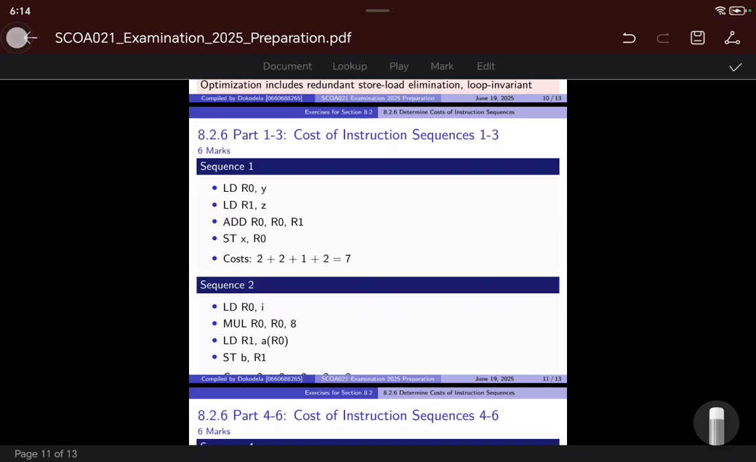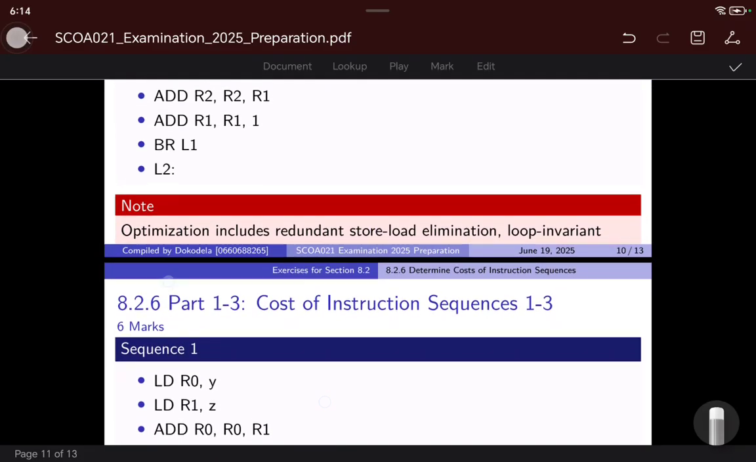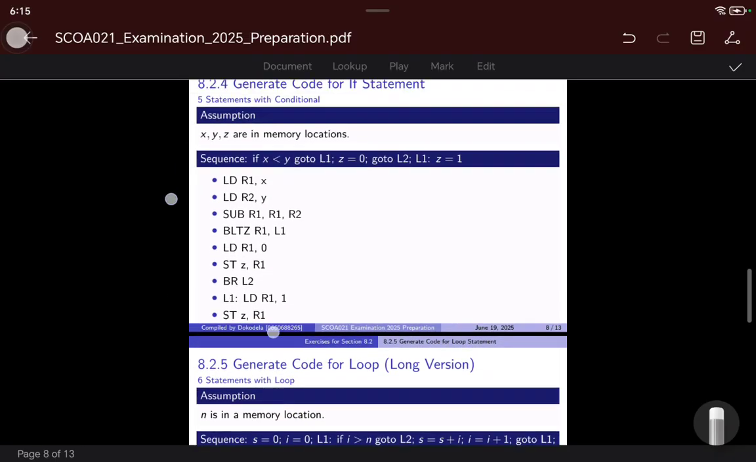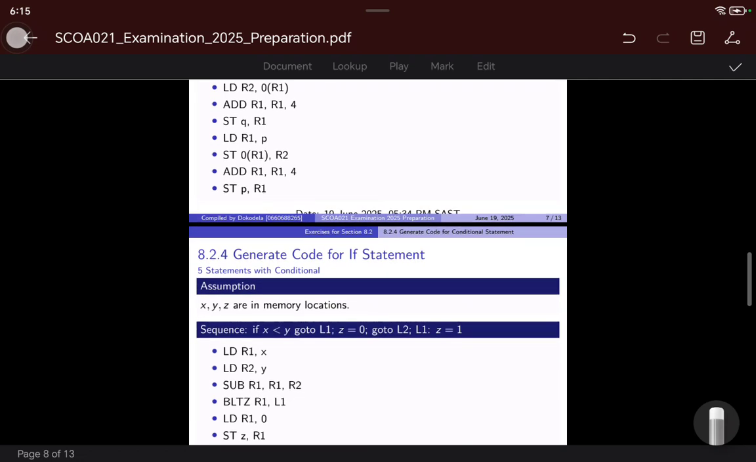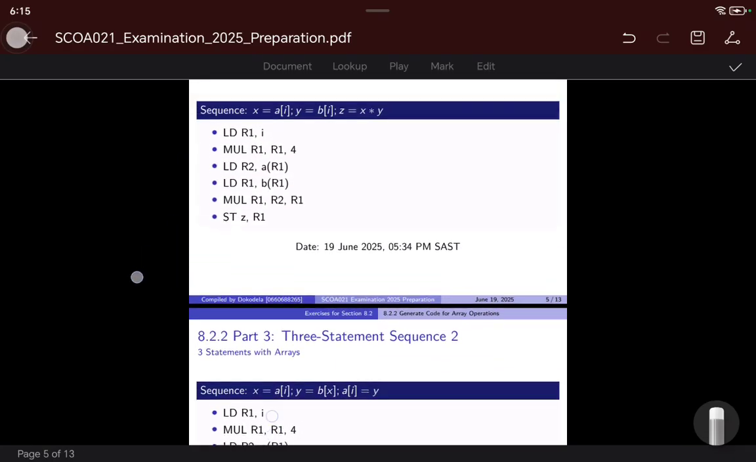When I was busy doing this thing, this one was visible. I don't know what happened here. So now let's come to these ones. Not these ones, you'll do them in second semester, in assembly language. Let's check this one.